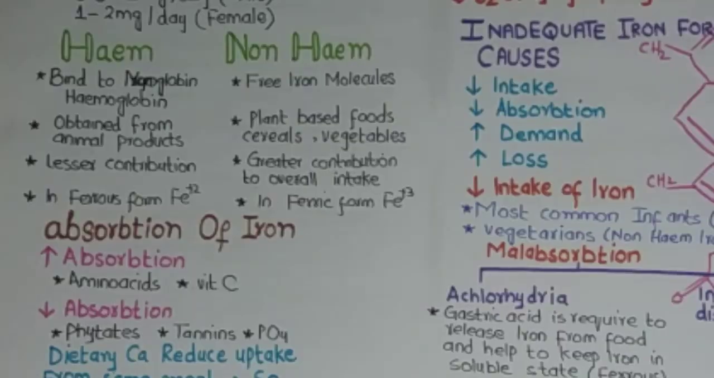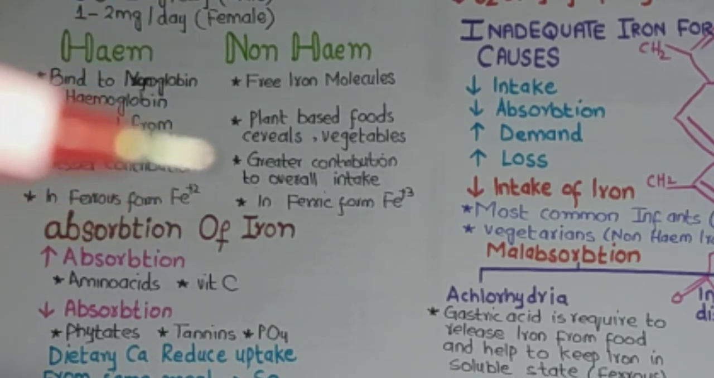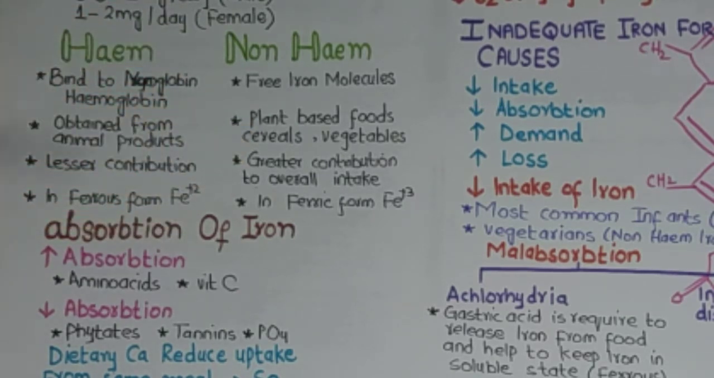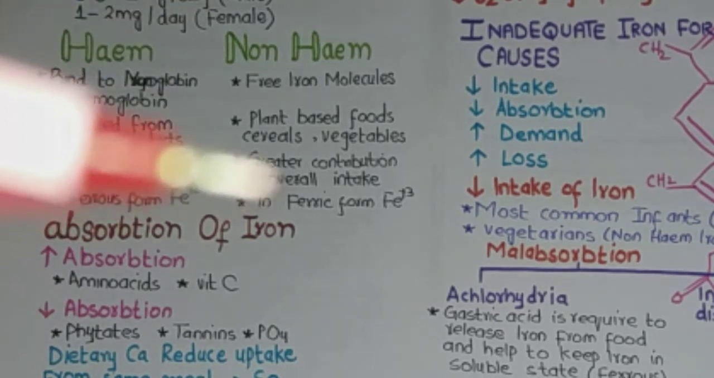And next, the heme iron has a lesser contribution, but the non-heme iron a greater contribution to the overall intake of the iron. Heme iron exists in the body in the ferrous form and the non-heme iron in the ferric form.